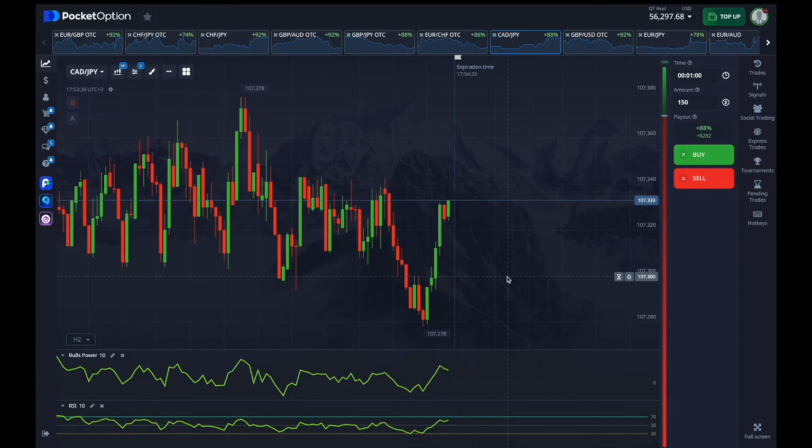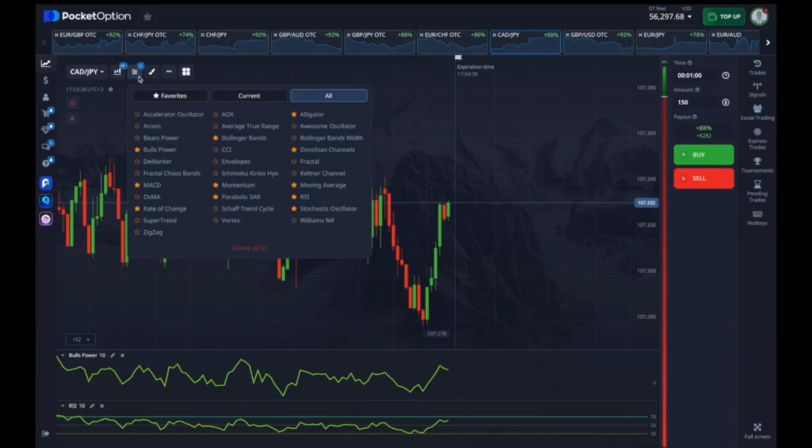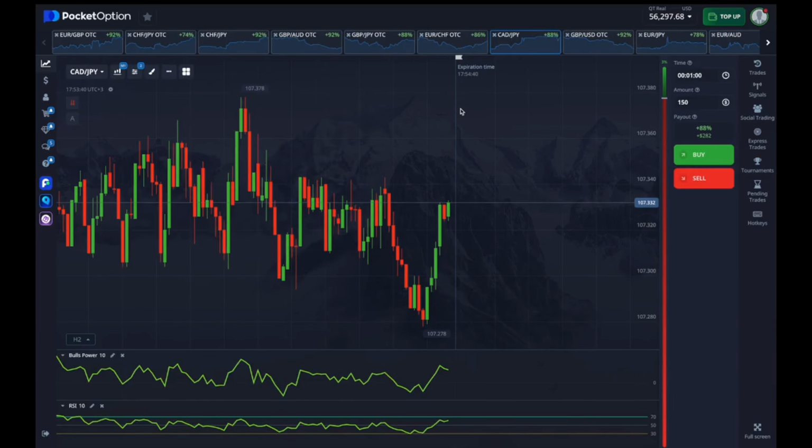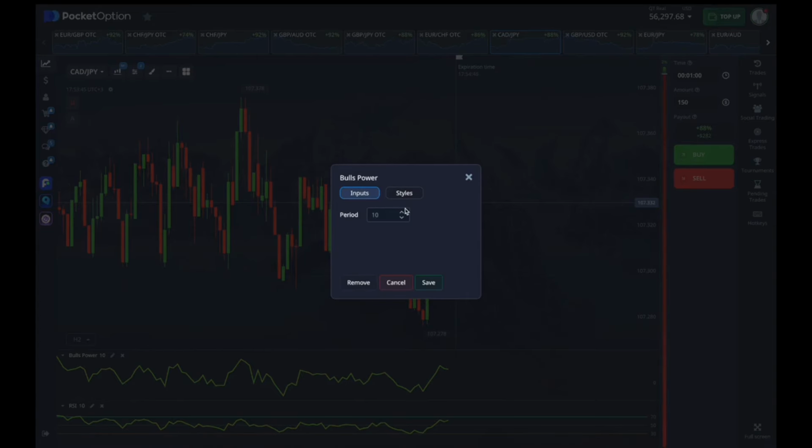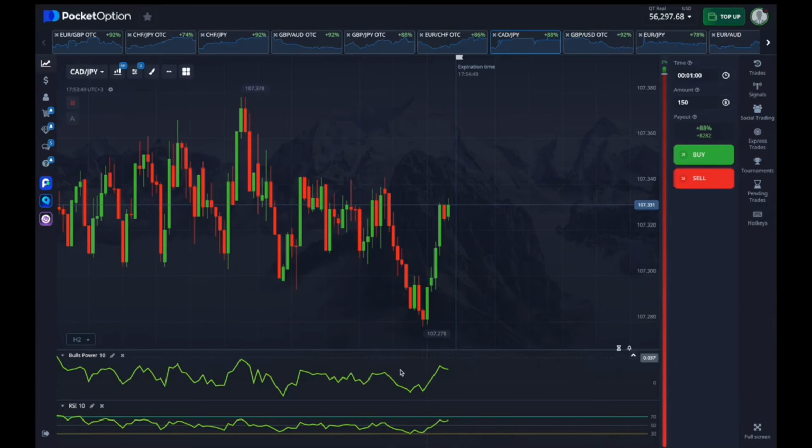In this video, I'd like to tell you about two indicators and how to combine them. Let's start with the first one. It's Bull's Power. To set it up, go to the Indicators tab and select Bull's Power. You'll see a panel like this appear below the chart. It needs a little bit of adjustment. Click on the pencil icon, set the period to 10, choose 2 pixels in the style settings and save.